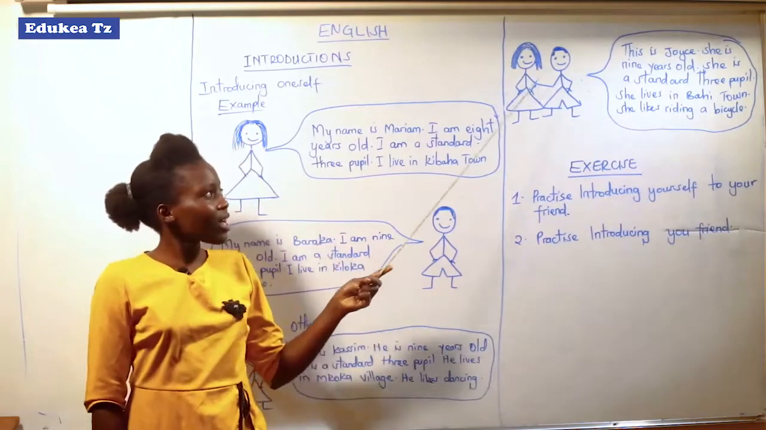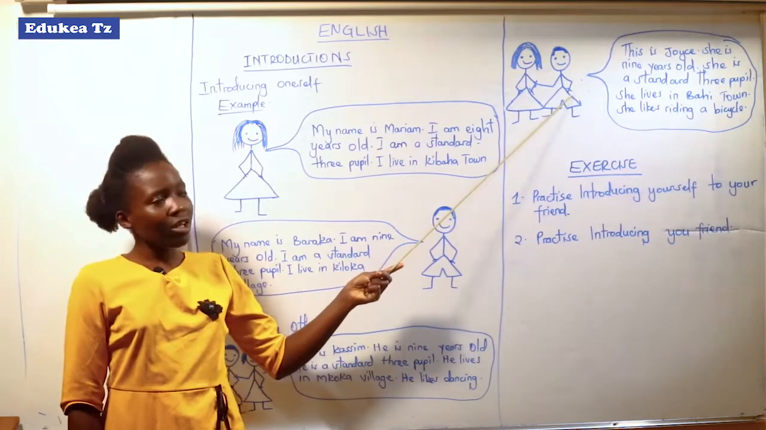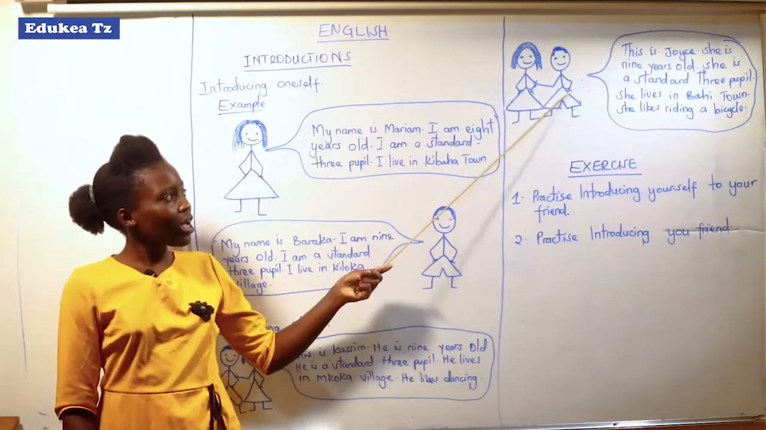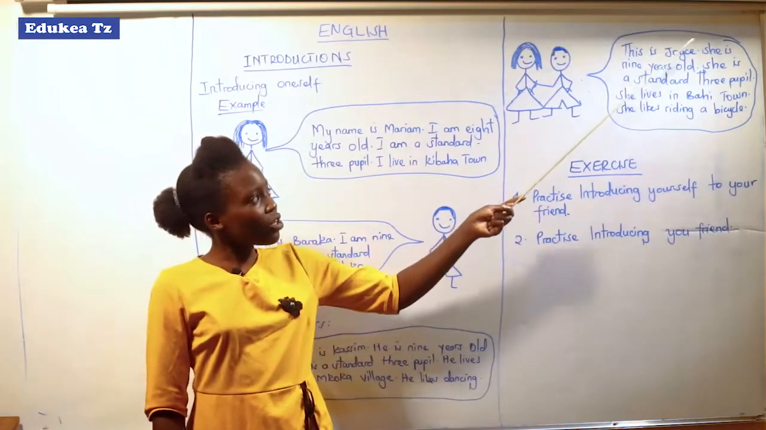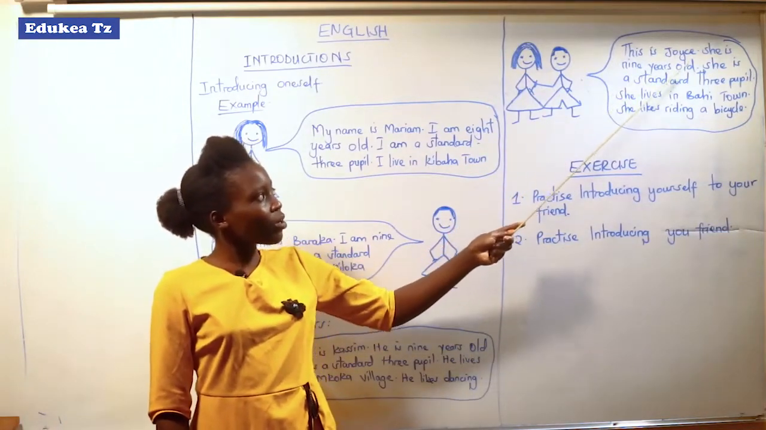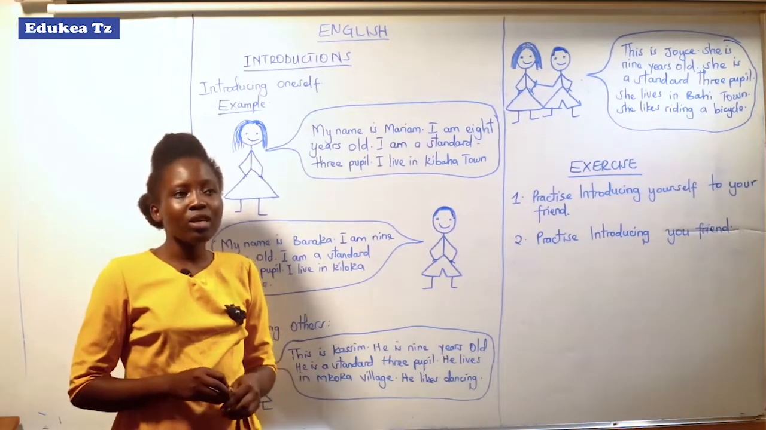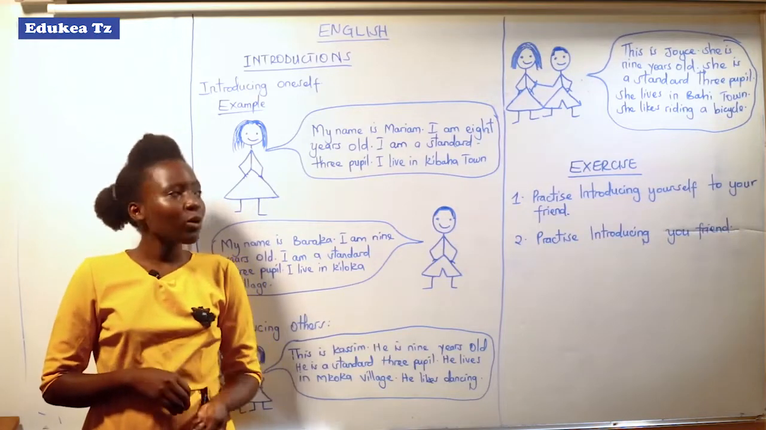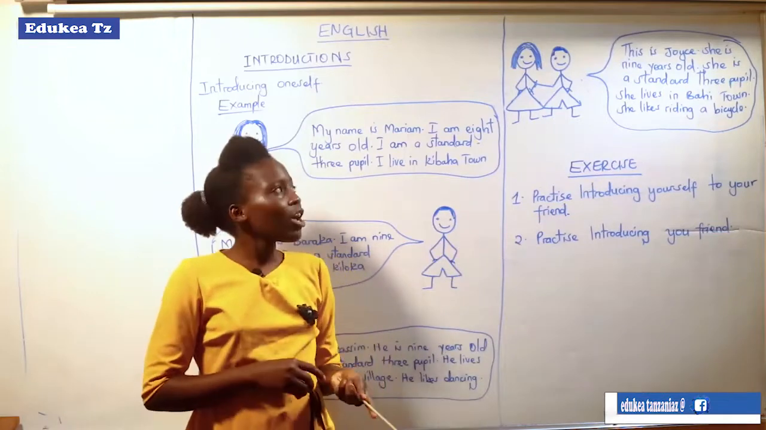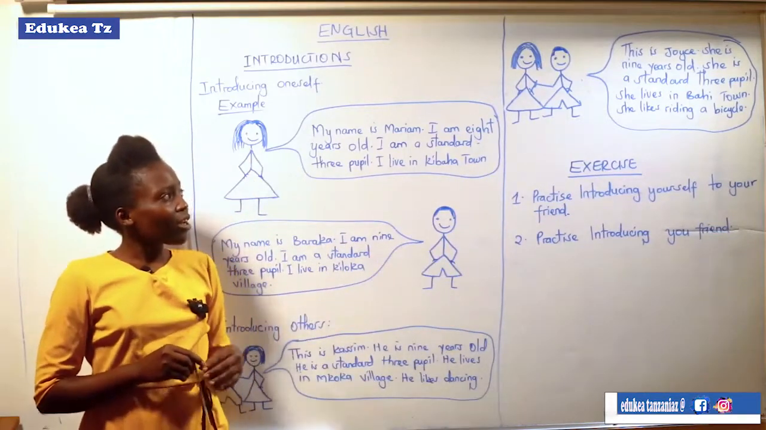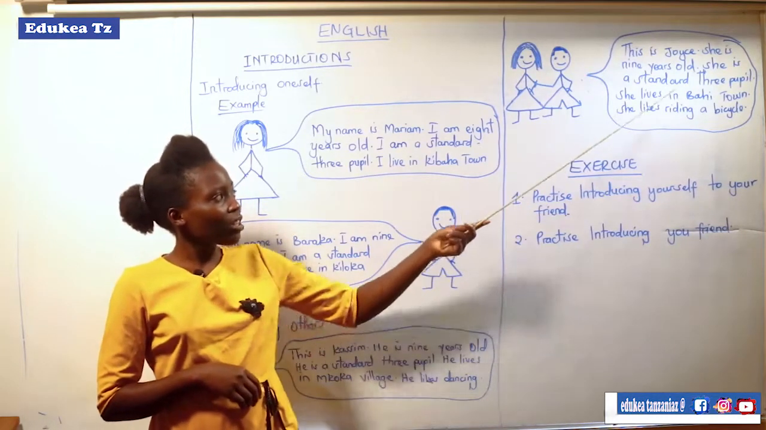We can see that this girl, her name is Joyce. She has been introduced by her fellow student or her fellow friend. He said that this is Joyce. She is 9 years old. This girl here is Joyce. She is the one who is being introduced to us or to other people. She is a standard 3 pupil. We are being told that Joyce is 9 years old, but also, she's a standard 3 pupil.